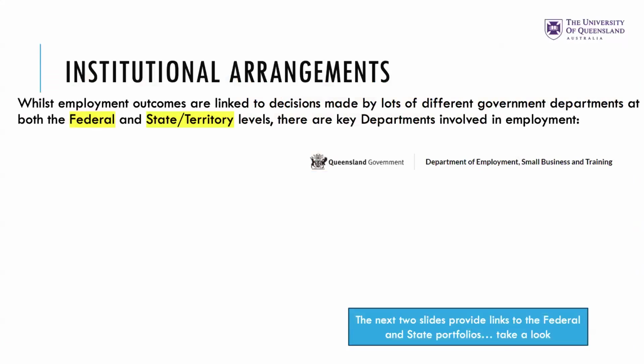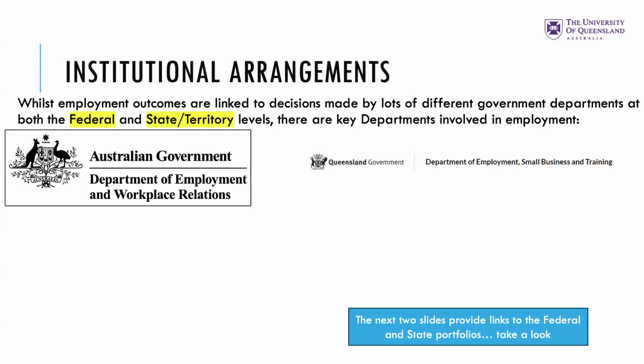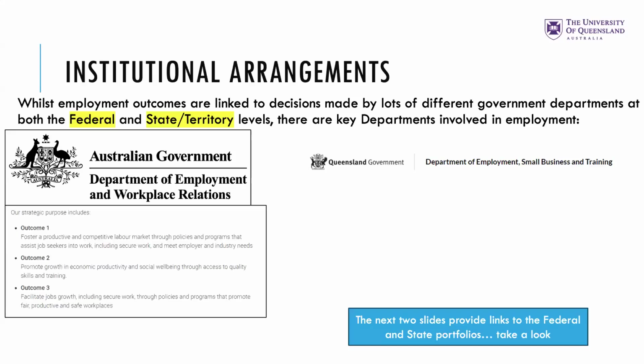So in terms of the institutional arrangements in Australia, while employment outcomes are linked to decisions made by different government departments, both federal and state, there are also key departments which are often involved. At the national level, the Department of Employment and Workplace Relations is the overarching government department, which is mostly in charge of organizing work. And of course, it has specific strategic purposes which you might want to look at and see how those are being met. But I have to mention here that even if we have this broader government department overseeing employment and unemployment conditions, we still have other sectors intervening in one way or another, in an indirect way.